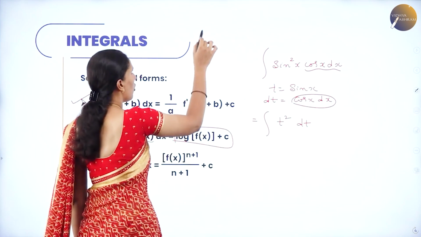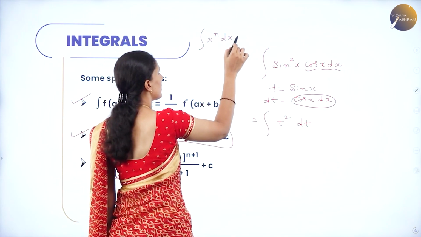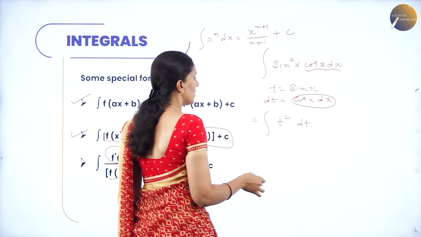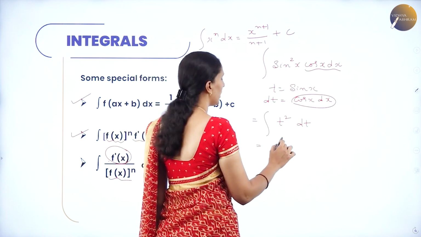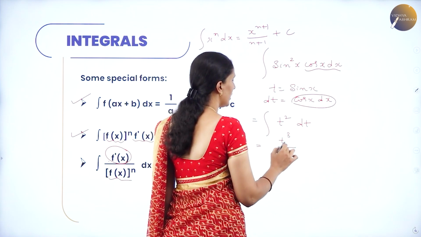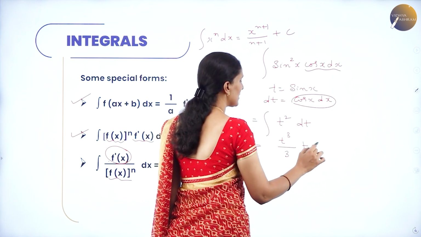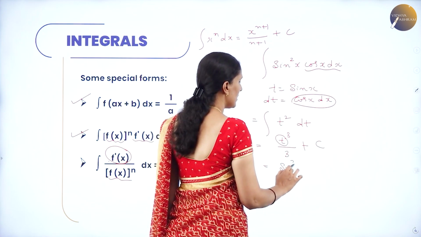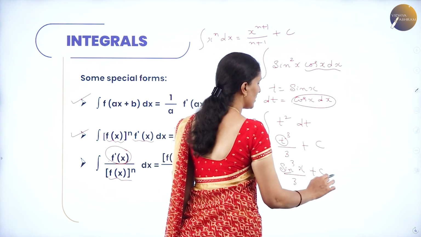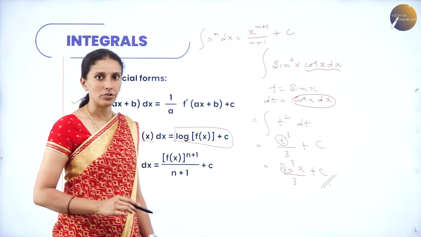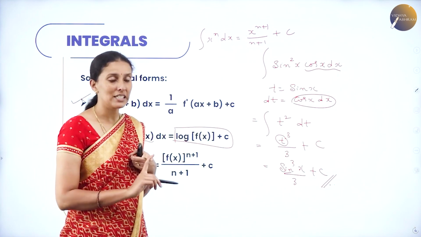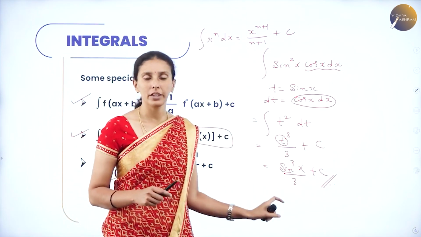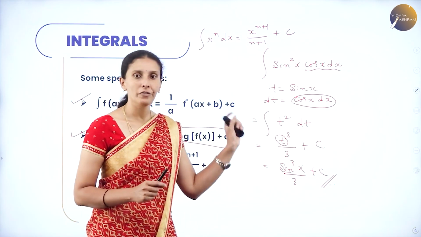What is the integral of x to the power n dx? This is x to the power n plus 1 divided by n plus 1 plus c. Similarly, for t with respect to dt, it is t to the power 2 plus 1, that is 3, divided by 2 plus 1, that is 3, plus c. What is t? We have taken t as sin x. So therefore I can write it as sin cube x divided by 3 plus c. This is the integral of the given function. These are some standard forms that you can remember, where using the substitution method we can find the integral of some functions.